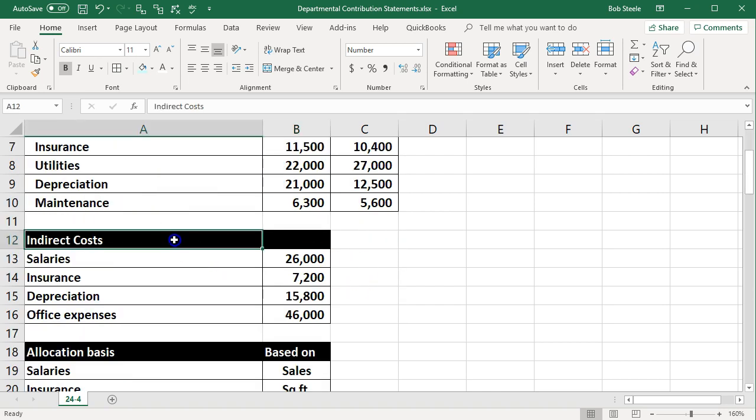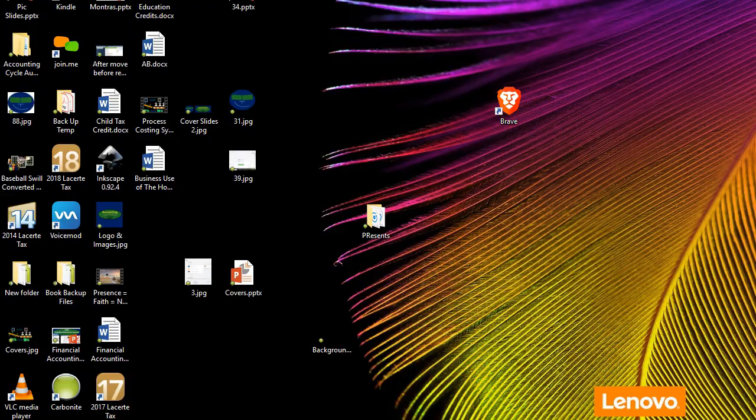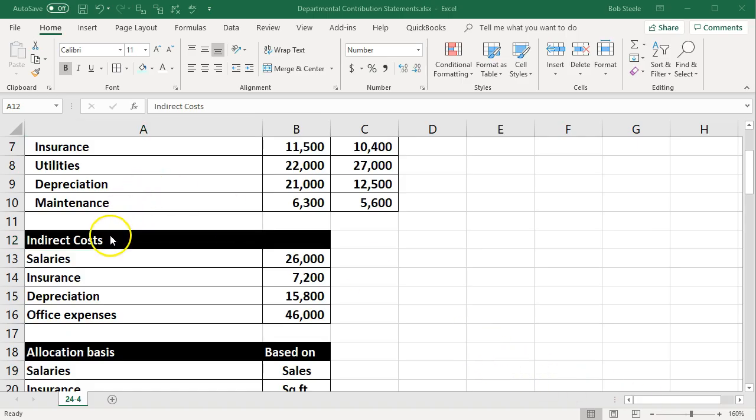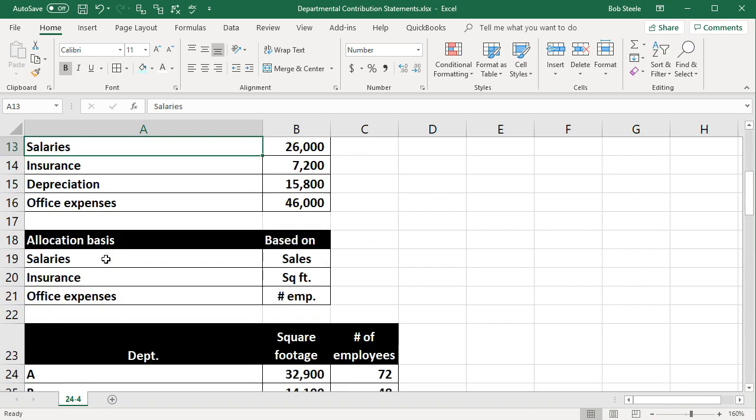The indirect expenses are the ones we're going to have to do a few more calculations for. So we'll have the indirect expenses then, including the salaries, the insurance, the depreciation, and the office expenses. We're going to use the allocation base, and this is what we'll use to break out these expenses between the departments. Salaries is going to be the sales.